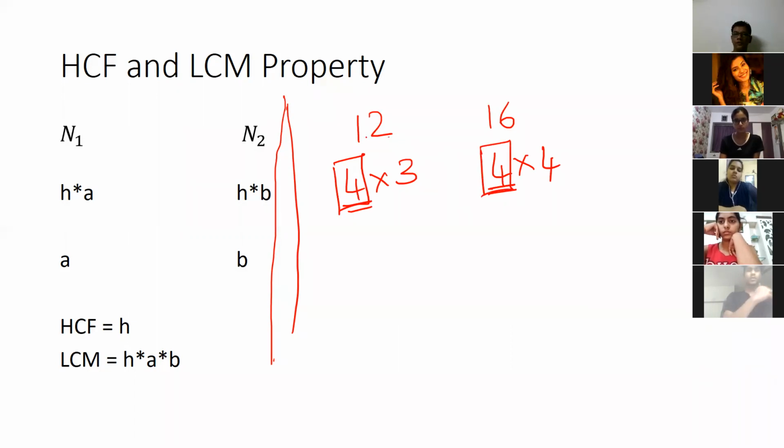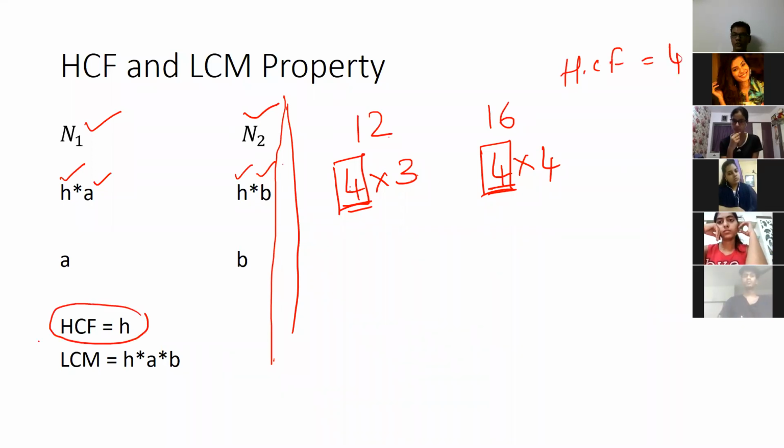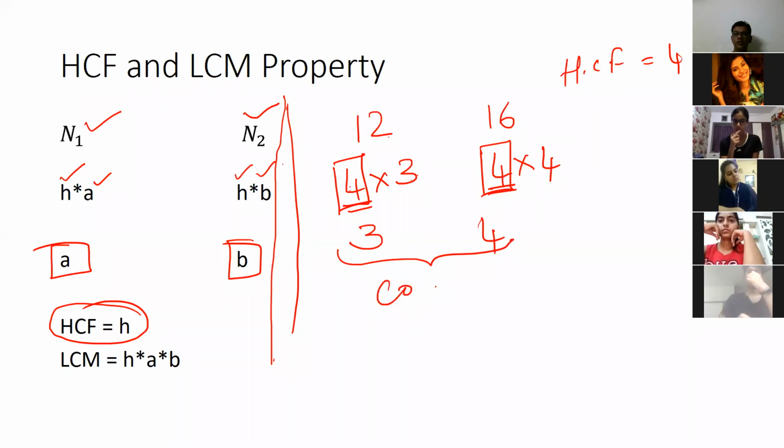If there are two numbers, 12 and 16, I can always write these two numbers as a product of two values, where one of the values is the highest common factor. Once I remove my highest common factor of 4, or once I remove my highest common factor H, I will always be left with two values which do not have any common factor, which means two values which are coprimes.